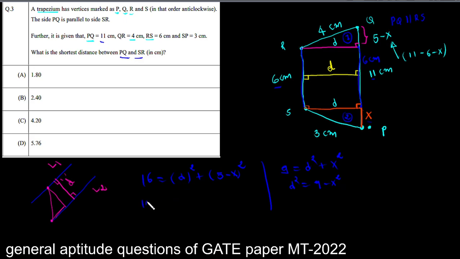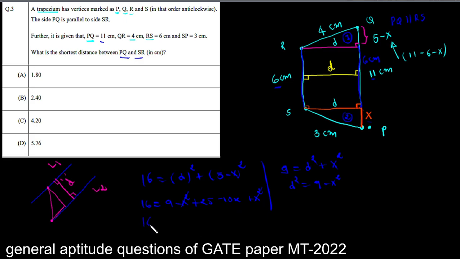So we can say 16 equal to 9 minus x square. Now let's also expand this bracket. So I can say 25 minus 10x plus x square. So now here this minus x square will cancel with this plus x square. So now we end up with this term.